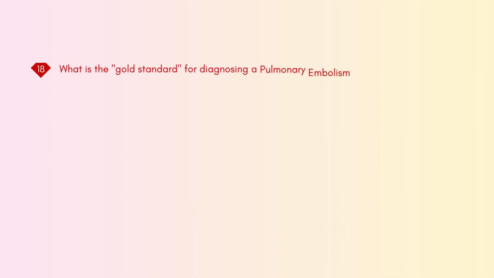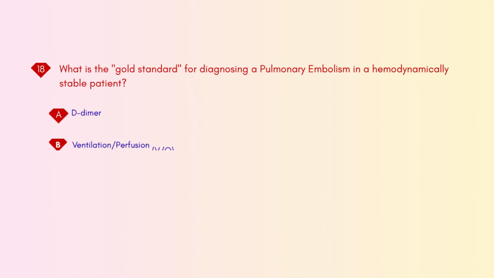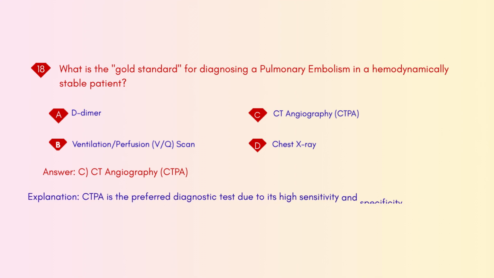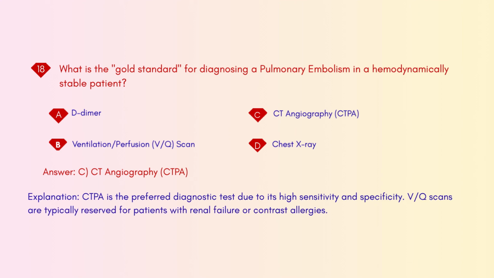What is the gold standard for diagnosing a pulmonary embolism in a hemodynamically stable patient? A. D-dimer. B. Ventilation/perfusion, V/Q, scan. C. CT angiography, CTPA. D. Chest X-ray. Answer, C. CT angiography, CTPA. Explanation: CTPA is the preferred diagnostic test due to its high sensitivity and specificity. V/Q scans are typically reserved for patients with renal failure or contrast allergies.